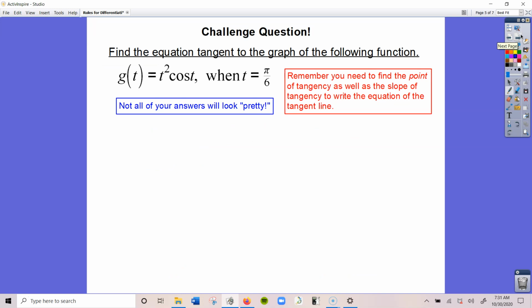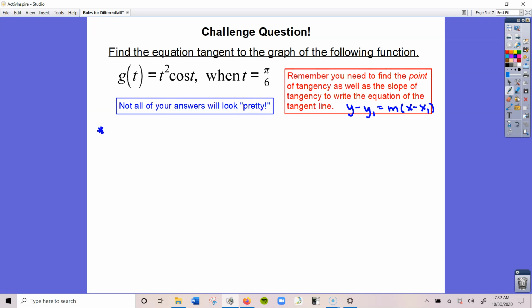Let's try another question. We have g of t is equal to t squared times cosine t, and we want to find the equation tangent to the graph when t is equal to pi over 6. So remember that we need to find the point of tangency and the slope of tangency, which is the derivative, in order to write the equation of the tangent line. As a reminder, the equation of tangent lines are written as y minus y1 is equal to m times x minus x1, where y1 and x1 represent the coordinate of the point of tangency, and m is obviously your slope.